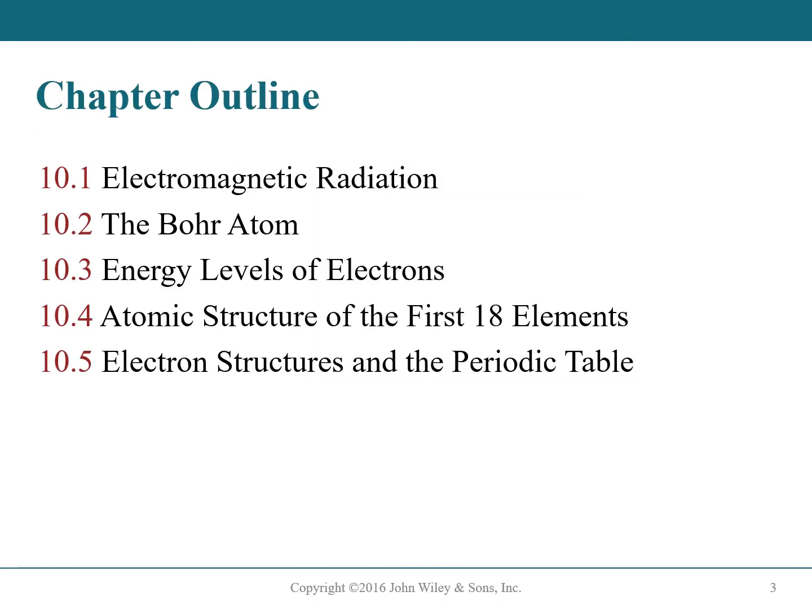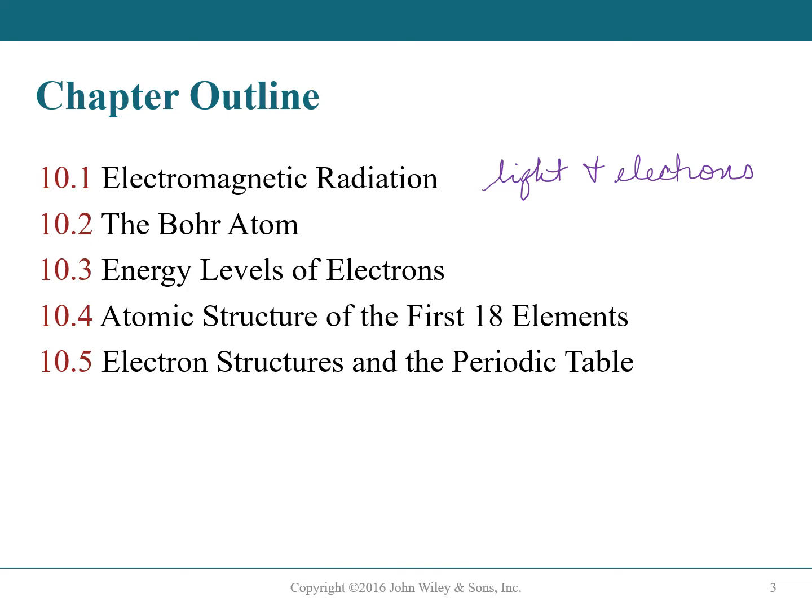So we're first going to talk about electromagnetic radiation, since we need to talk about the relationship between light and electrons. And then we'll talk about the Bohr atom and energy levels. And from there, we'll start talking about the atomic structure involving the electrons and then electron structure.